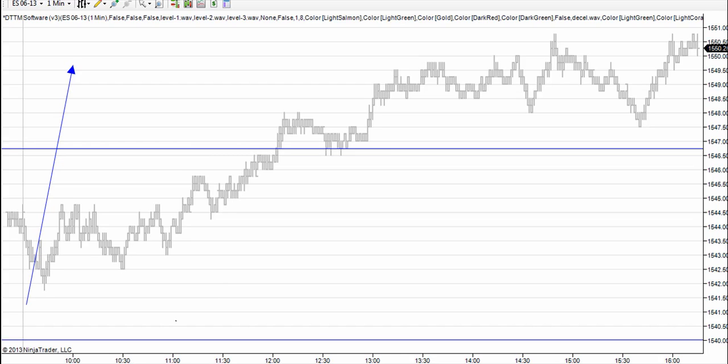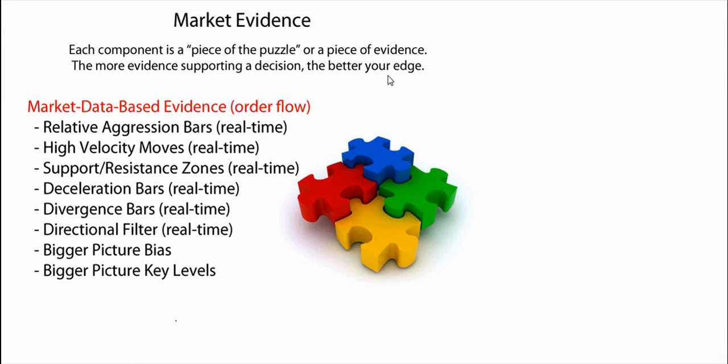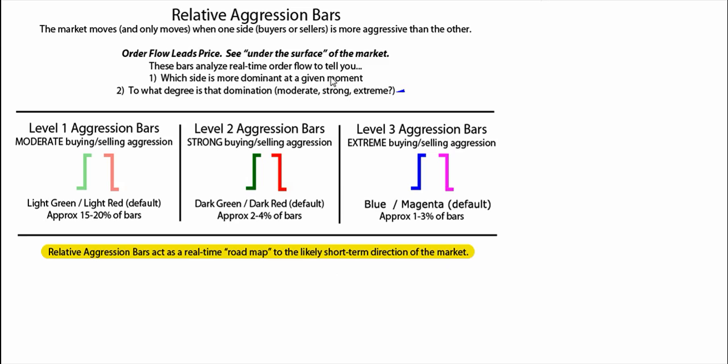Now, the next piece of the puzzle, our first main building block: we went over the big picture bias, big picture levels. That's what we have going into today. Now we want to next look at what we call relative aggression bars. And these are our first building block, our first real piece of important information. What these relative aggression bars are telling us is not based on price action, and it's not based on any technical indicator. It's telling us what's happening under the surface.